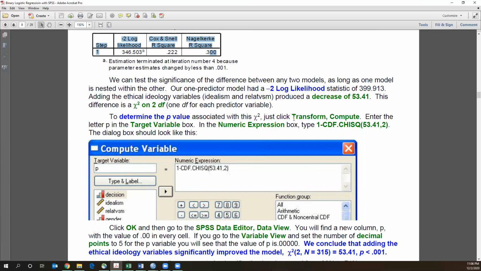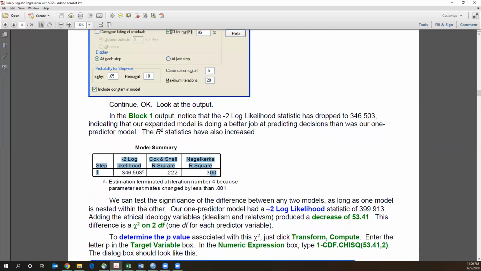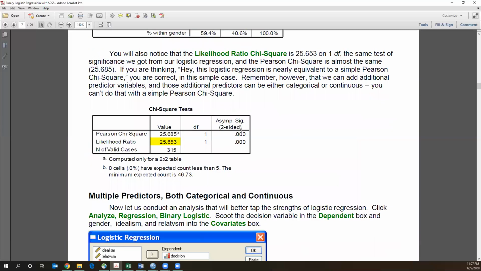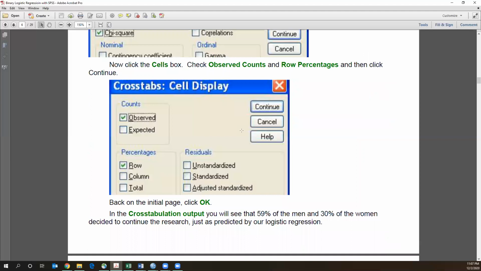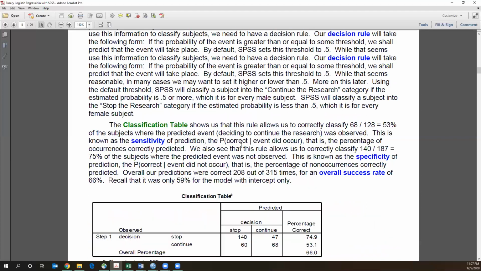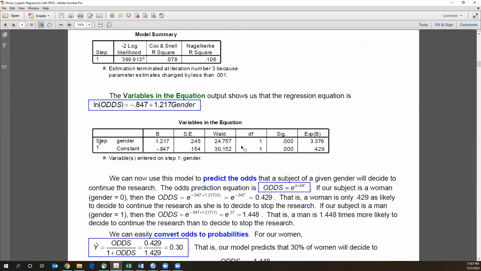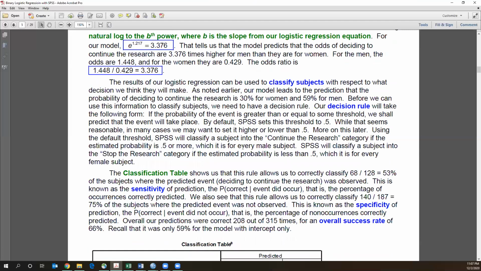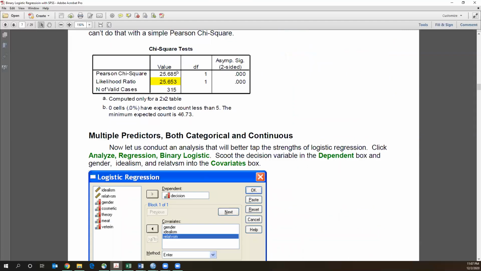So what I'm going to do is hit transform and compute, and it's going to bring up this dialog box. And when it does, you're going to put a p right here, and then you're going to put this numeric equation, which is basically 1 minus chi-square. And I'm going to pull this information from up here. I think it was up here. No, maybe it's down below. Where did I get that information from?